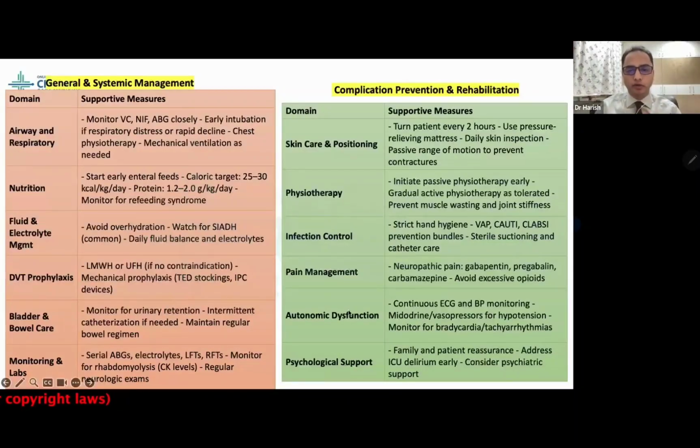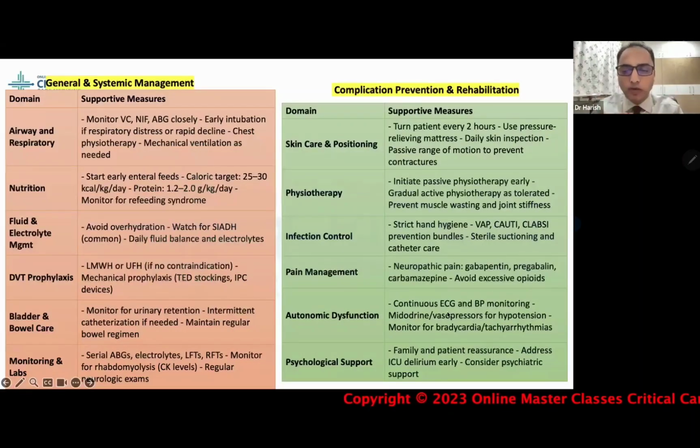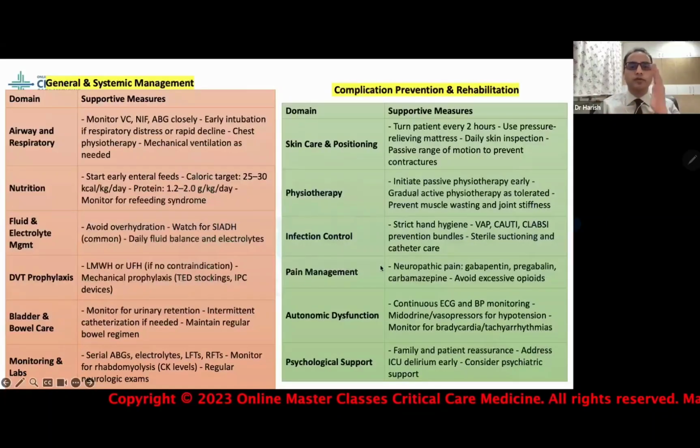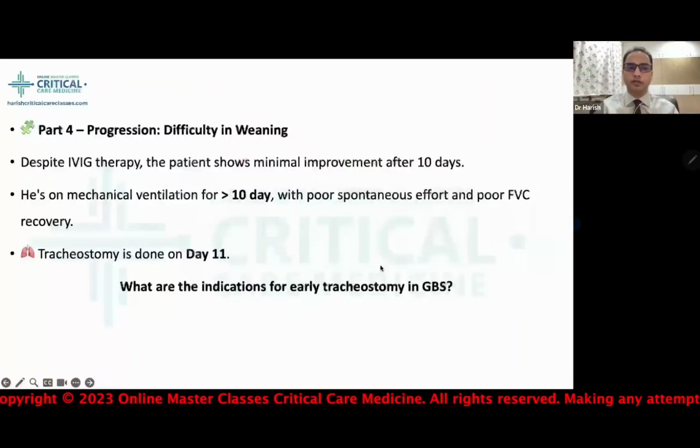Autonomic dysfunction: you need to keep a watch continuously, ECG, BP monitoring. Sometimes you might require alpha agonists like midodrine, or a vasopressor for hypotension. Monitor for bradycardia or tachyarrhythmia. Psychological support is very essential, so family and patient reassurance. Address ICU delirium early, consider psychiatric support. So these are some of the supportive care you need to consider in GB syndrome.